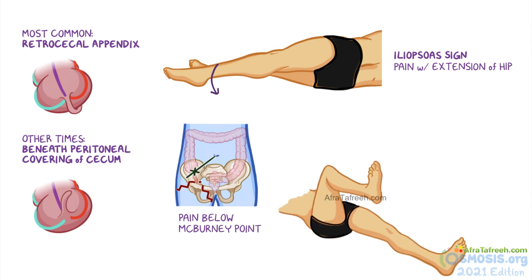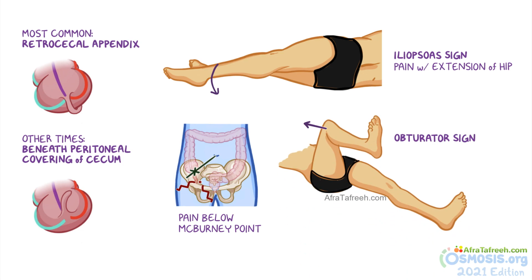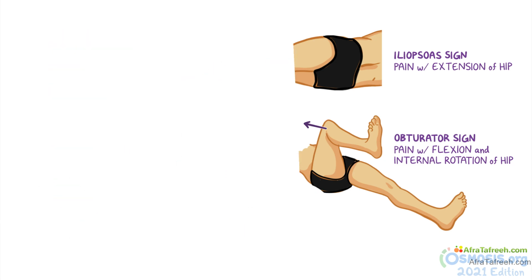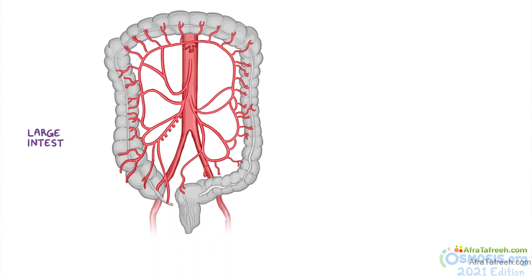Individuals can also present with a positive obturator sign, which is when there's pain on flexion and internal rotation of the hip as the appendix is in contact with the obturator internus muscle fascia and is stretched and irritated during this maneuver. Moving down our tubular pathway, let's look at a clinical condition affecting the vasculature of the large intestine.